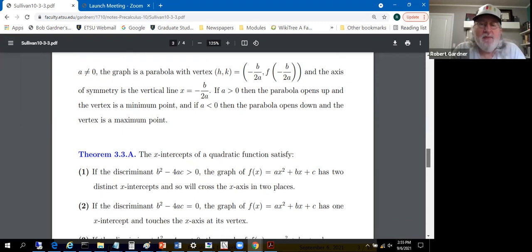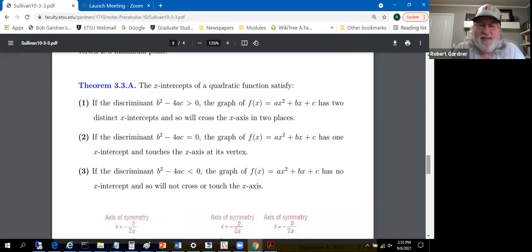Now, about intercepts, this we've basically done when we talked about the quadratic formula in one of the appendices. The x-intercepts of the quadratic function satisfy the following as a claim. If the discriminant b squared minus 4ac is positive, the graph of f of x equals ax squared plus bx plus c has two distinct x-intercepts, and so we'll cross the x-axis in two places. Discriminant, yeah, that's the thing of which we take the square root in the quadratic formula.